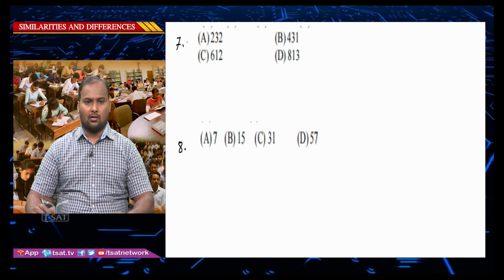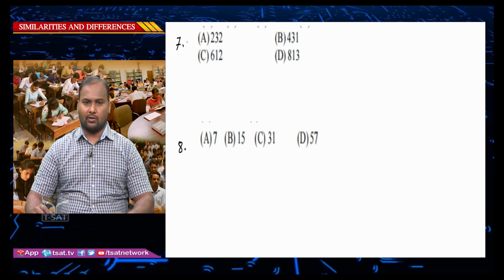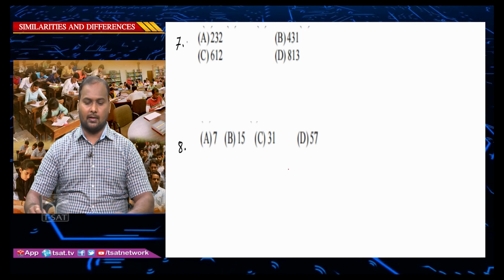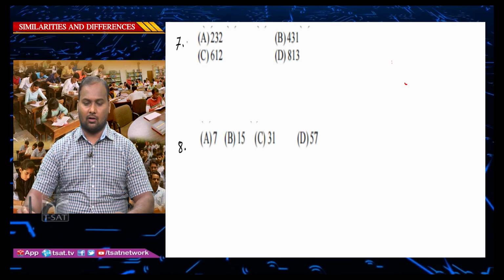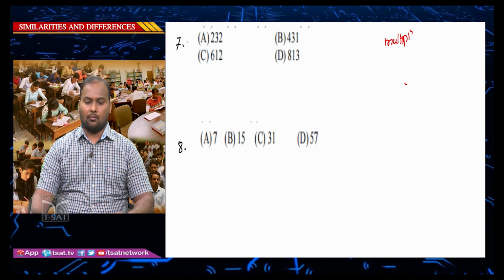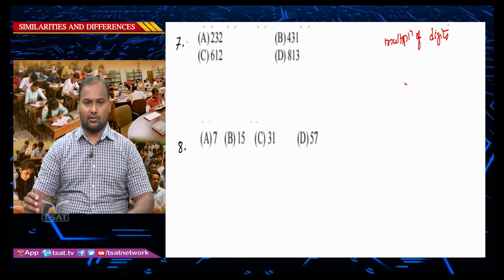7th question. So in this question, 232, 431, 612, 813. Is there any common logic here? Yes, the common logic here is multiplication of digits. The logic is very simple. The logic is based on multiplication of digits. So how is it multiplication of digits?